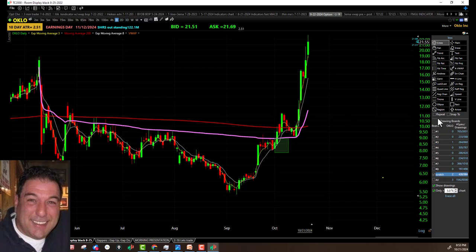Then you got right here. See this? Green erases red. All of this is the red. There's your entry right there. Green erases red. There's your entry right there. See how easy this is? Green erases red. Jump in, right there.